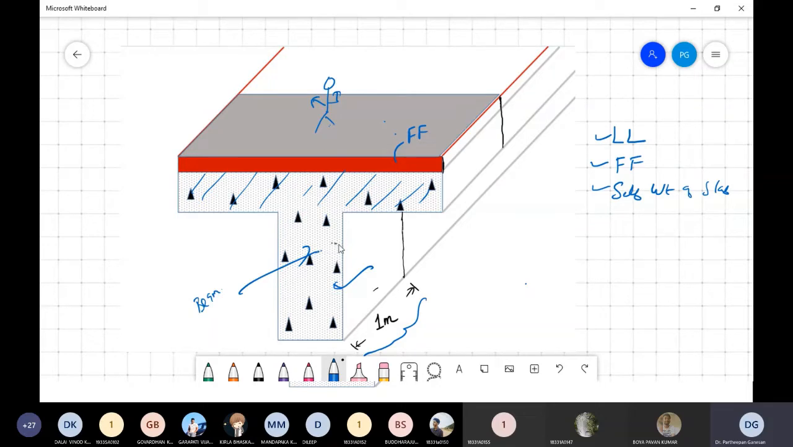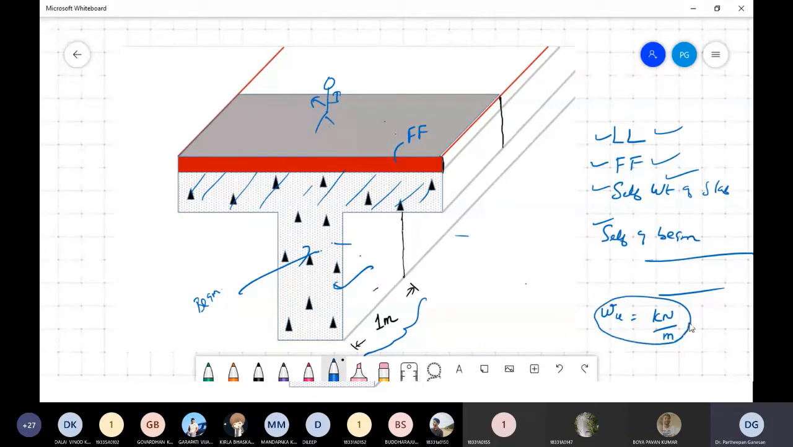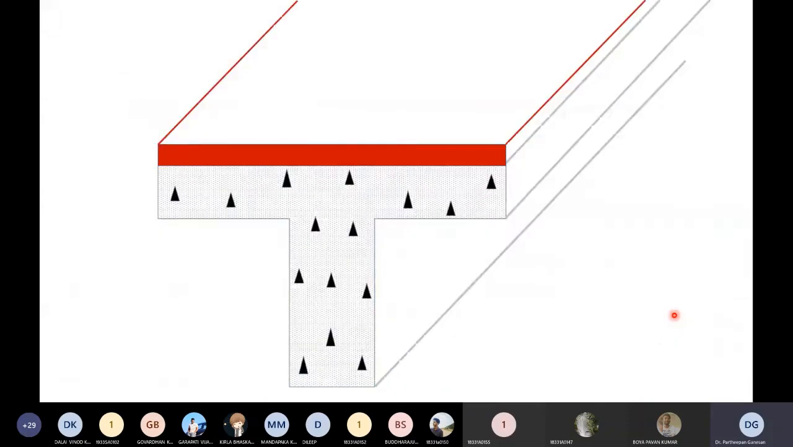So this beam itself will have a self weight of beam. So when you finally design, you will take into account live load, floor finish, self weight of slab, self weight of beam, and finally when you are designing a beam, your load will be so many kilonewton per meter, like this. If only UDL is there, the UDL intensity on the beam is so many kilonewton per meter. Okay. While solving the example, you will understand better.